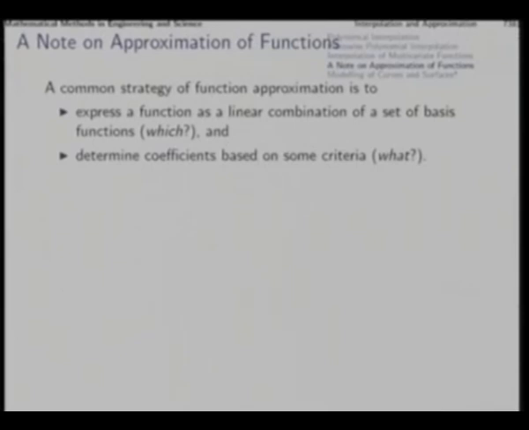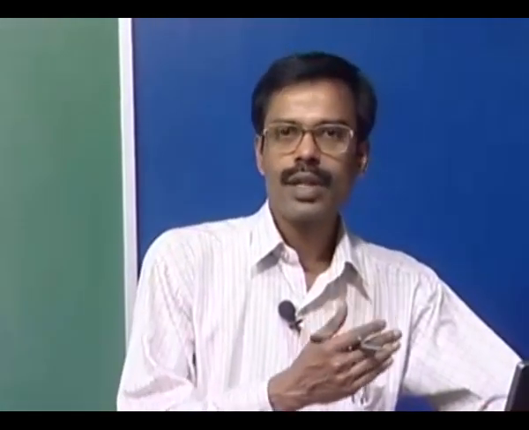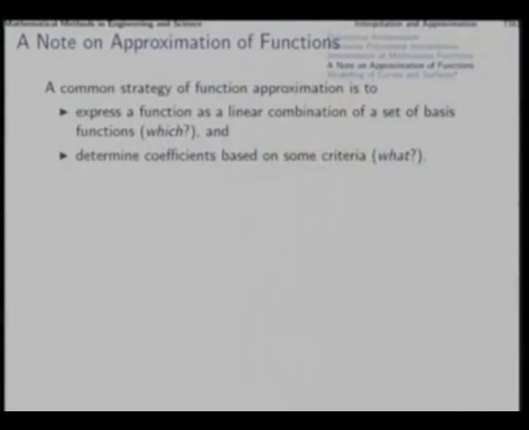Now, what is important for us at this stage is to have a quick look at what we have been doing all this while. Typically a common strategy of function approximation is to express a function as a linear combination of several known functions, that is a set of known functions which are called the basis functions. Now, the question arises, which basis functions to use? Similarly, we determine the coefficients based on some criteria. What is the criteria? That is the second question.